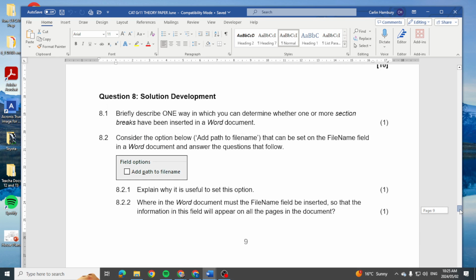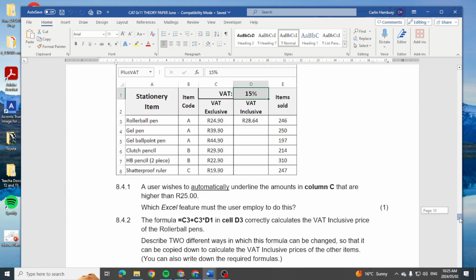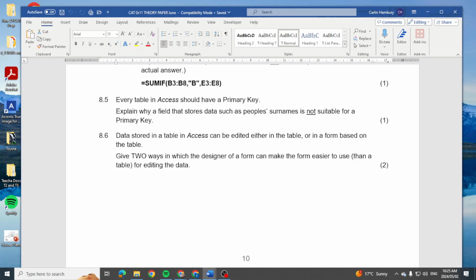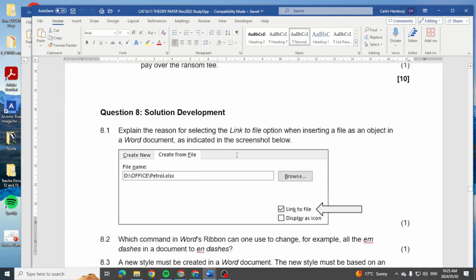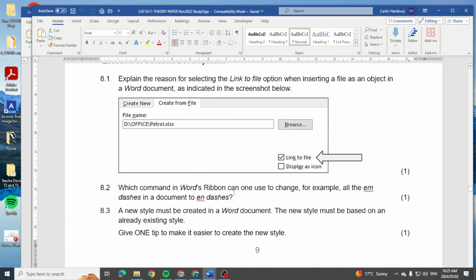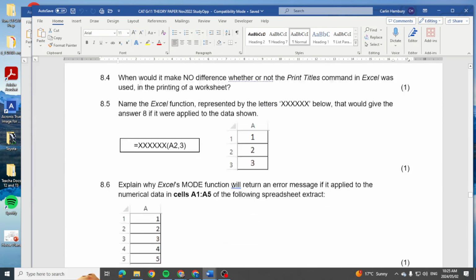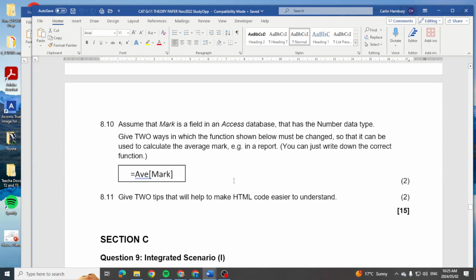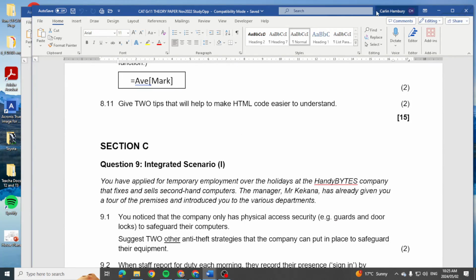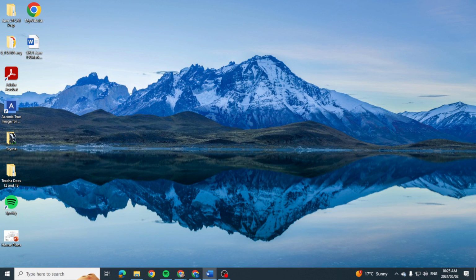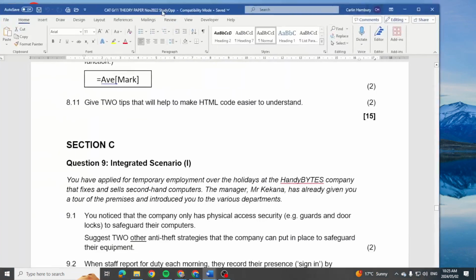Okay, then question 8 really deals with the Prac work. So there you can see there's Prac work based on Access. Here's Prac work that is linking to a file. That's when we insert in an object. There's some Excel. Okay, so yeah, that's really what question 8 is all about. Just looking at the Prac work and asking some theory questions on that.